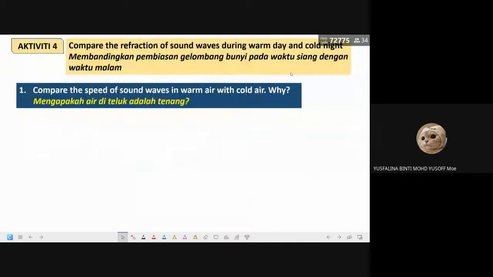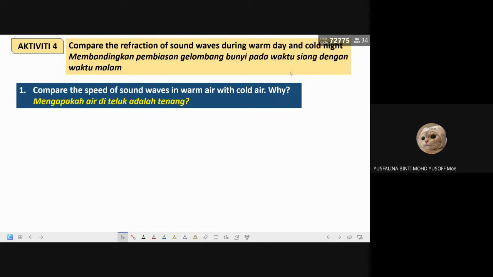Okay, next, that one is for water, right? So what happens for the sound wave? You already know about refraction of light and refraction of water wave. Just now we saw what happens when the water travels from the deep area to the shallow area. That one is for refraction of water.